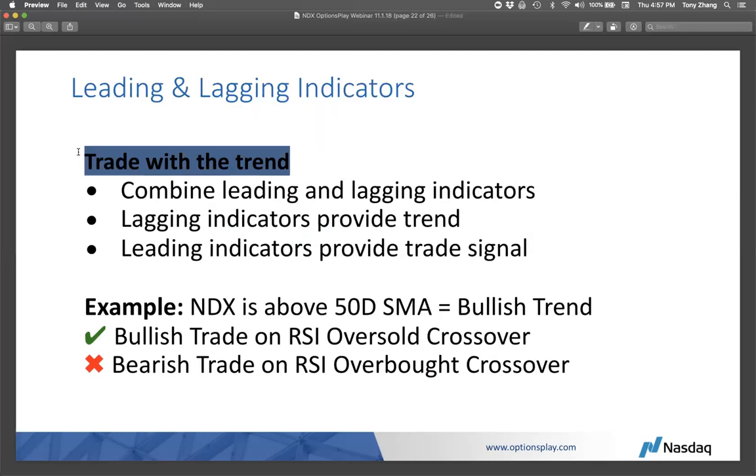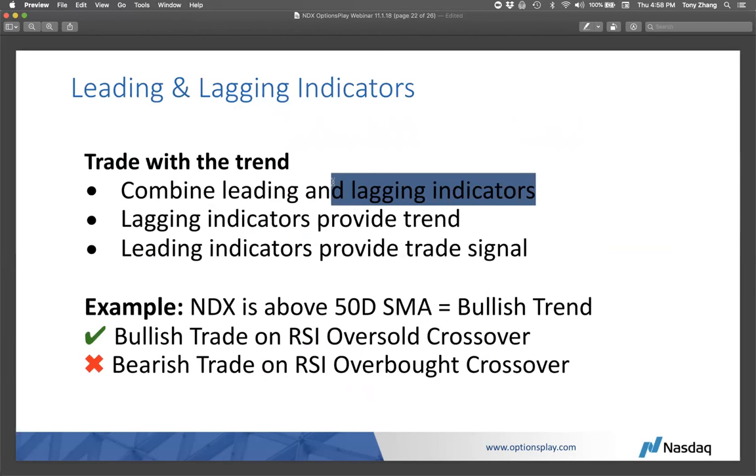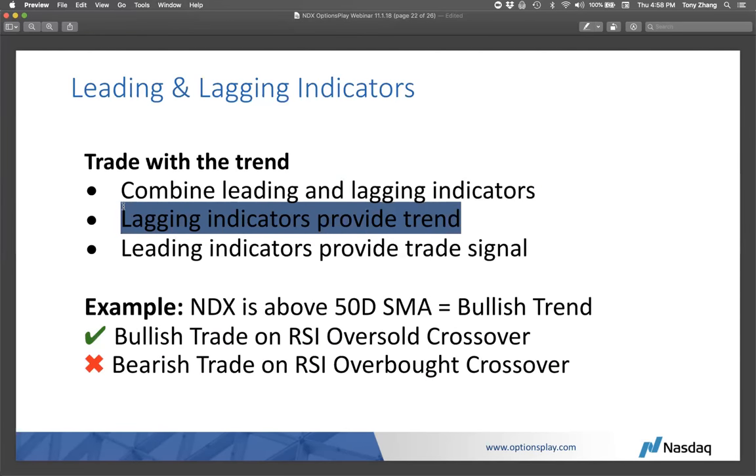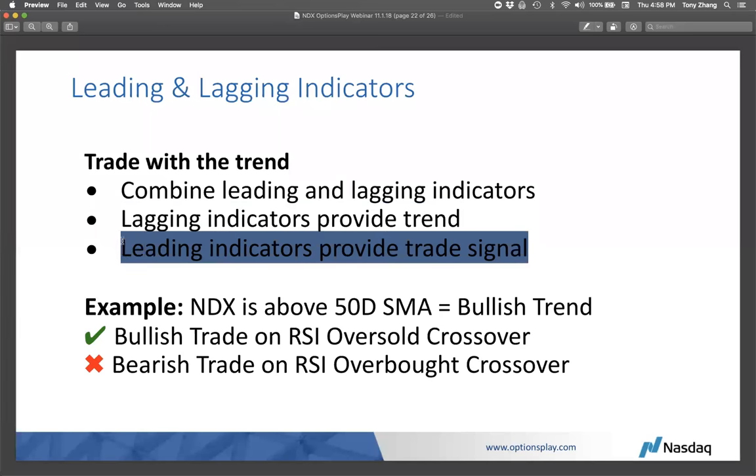This is not by any means the only strategy that you can trade, but this is one strategy that's really simple that most people can follow. It doesn't require a lot of indicators, doesn't require a lot of knowledge of technical analysis. It's really simple. By combining your leading and lagging indicators, your lagging indicator is going to provide you with the overall trend, and your leading indicators, such as your RSI, MACD, stochastics, any of these leading indicators, is going to provide you with your trade signal.